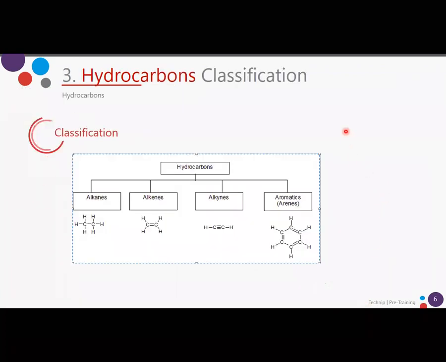How are the hydrocarbons classified? The hydrocarbons are classified into alkanes, alkenes, alkynes, and aromatics. Okay, so we will see each of these groups here.